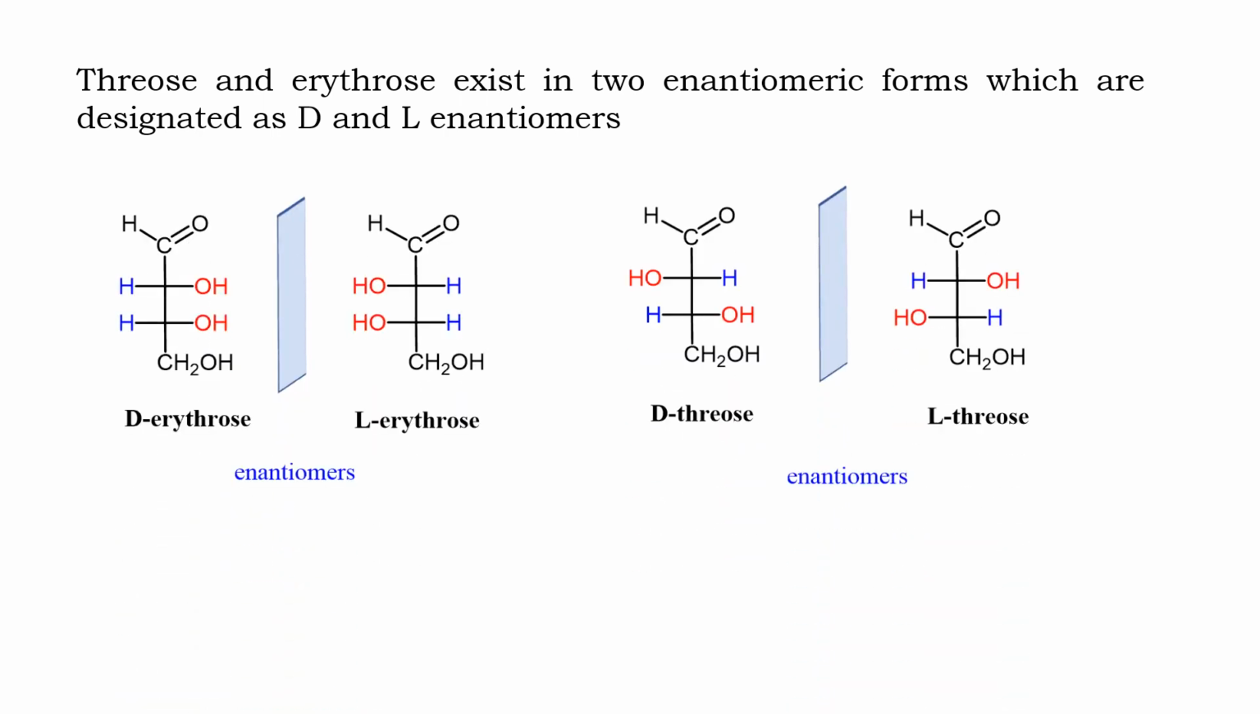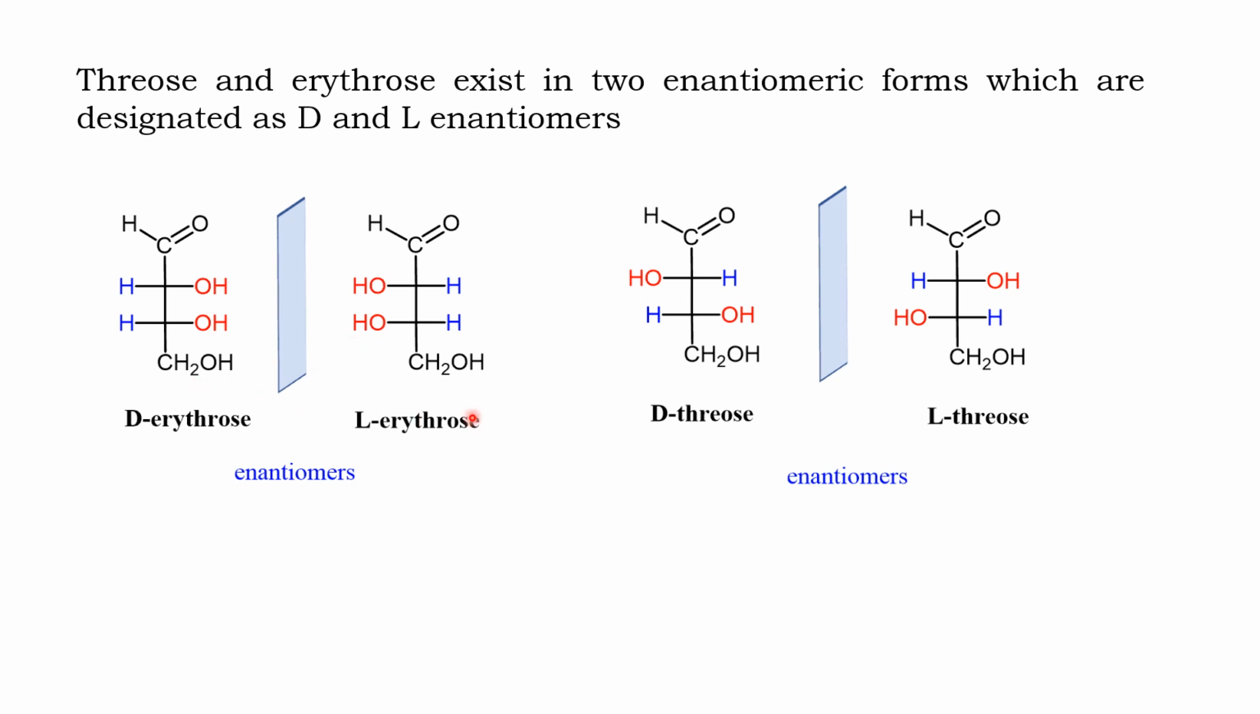We could use the configuration D and L for erythro and threo molecules. Just see this example. This is an erythro and threo molecule. In the first molecule, see the OH groups are on the right hand side. Hence it is an erythro molecule. This is also an erythro molecule. Why? Because the OH groups are on the same side.